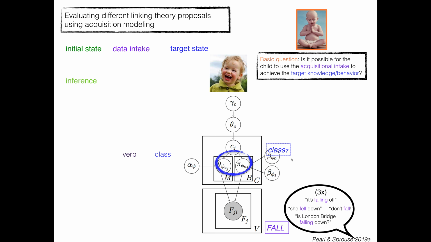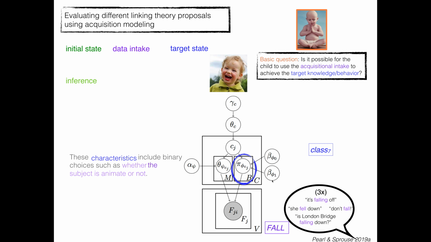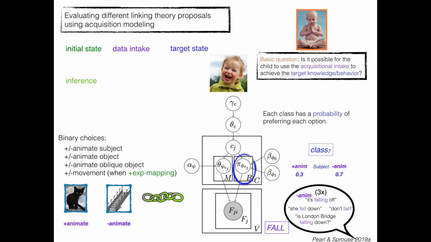Now, depending on the verb class, the observed usage down here is going to have certain characteristics, okay? First there are binary characteristics, such as whether the subject is animate or not, right? Each class has a probability of preferring each option. Maybe this particular class actually kind of prefers inanimate subjects. That's just what this class does, right? And so the binary choices are always going to be the animacy of the subject, object, and oblique object. And if you have an expectation of mapping already, how much that class prefers or disprefers movement, right?